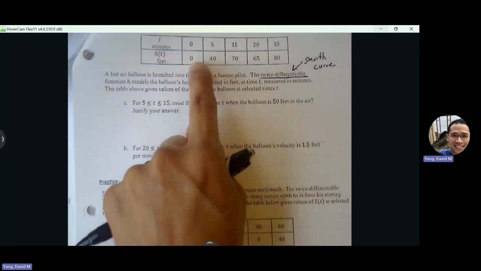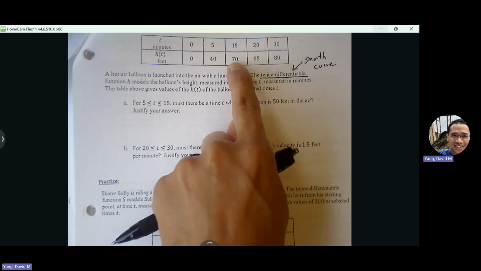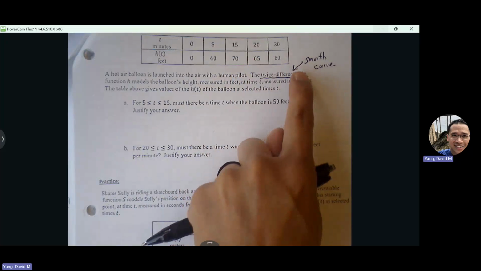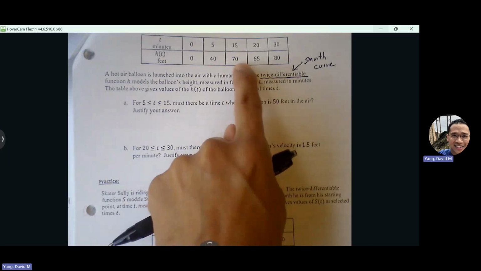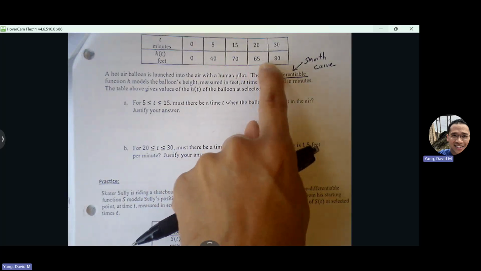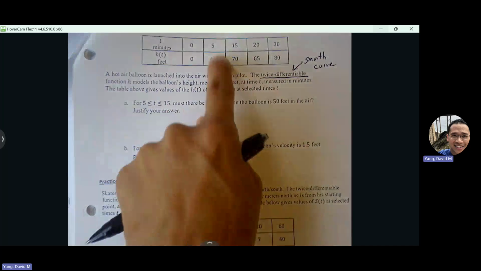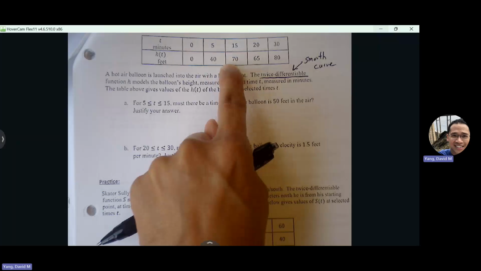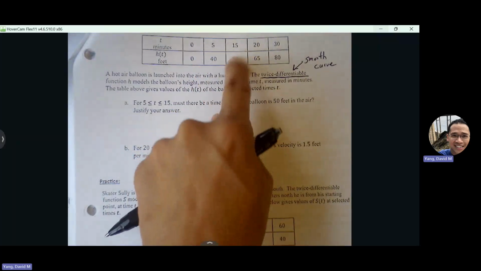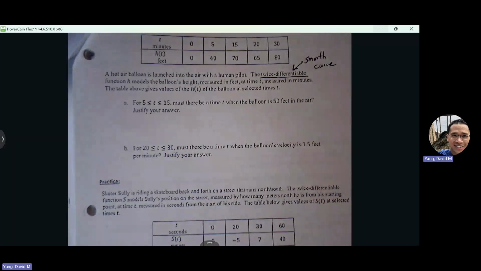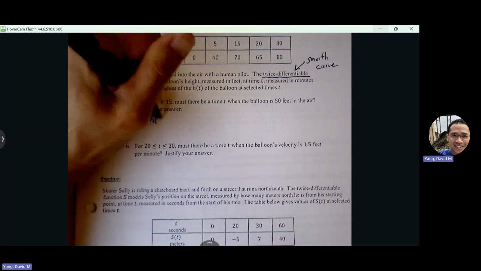So this one we can just visualize, right? Between 40 and 70, it's got to hit 50 at least once. Now between 70 and 65, let's see, it's not going to get all the way to 50. 65 to 80 is potentially not going to hit 50 either. So we can guarantee that between 5 and 15, we've got to hit 50 at least once. Okay, it may hit 50 feet elsewhere, but we can guarantee at least once based off of our data. So we can say this: h of t is continuous.